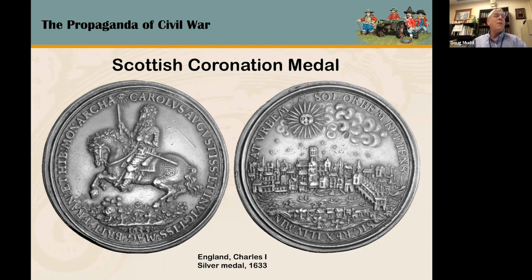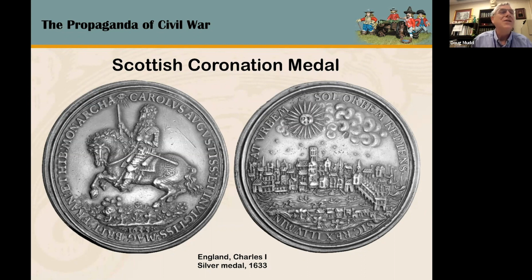So a very positive and upbeat image, quite in contrast with what would be happening a few years later. This is at a time when Charles is still fairly popular. There's still some questions. He's reluctant to call Parliament into session because he needs money and is having trouble with that. But generally speaking, the country is okay, except for the highest levels of leadership.